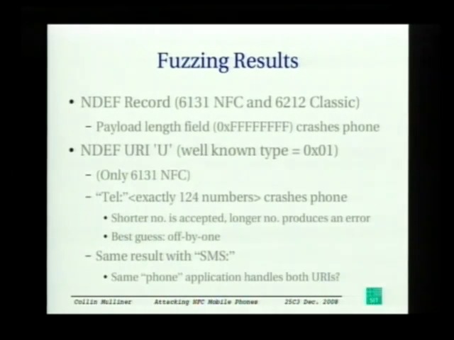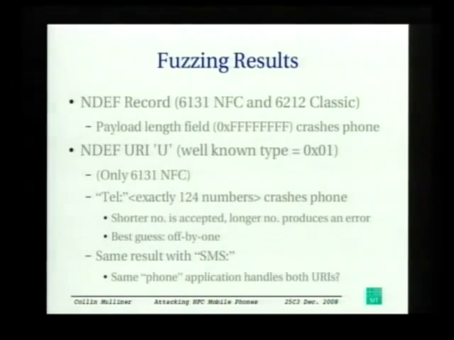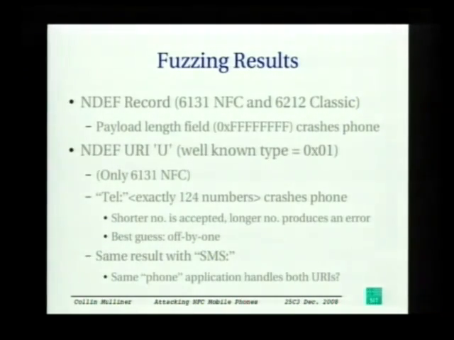The same works for very long telephone numbers. If you have a telephone number that is 124 characters in a smart poster or normal URI tag or SMS URL, it's the same thing, it simply reboots. Probably the telephone issue is caused by an off-by-one error, because if you use bigger numbers you just get an error screen, and if you use fewer numbers the number is displayed. So yeah, a missing test case for the developers.